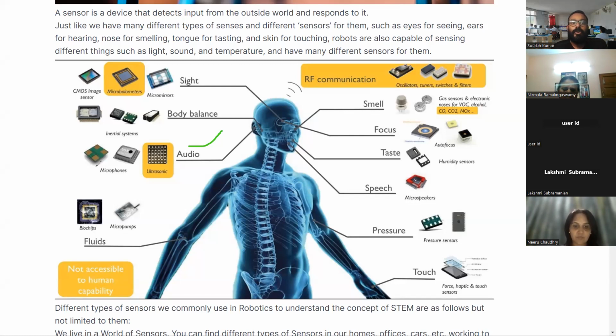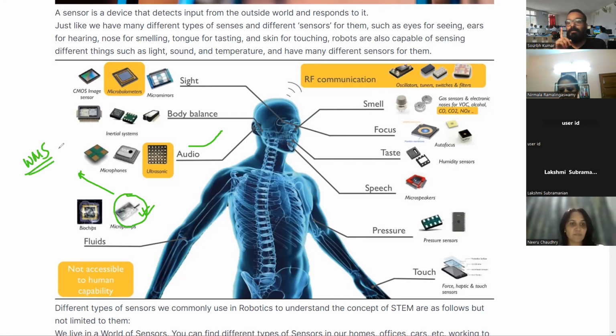the robotics body. So in our body, we do have fluids, like veins and arteries, to continue the flow of fluids. But in robotics, we have biochips and micro pumps. And micro pumps and pumps we are utilizing now in one of the projects, that is the WMS, the water management system. Remember, one device is there, sir, in the market.